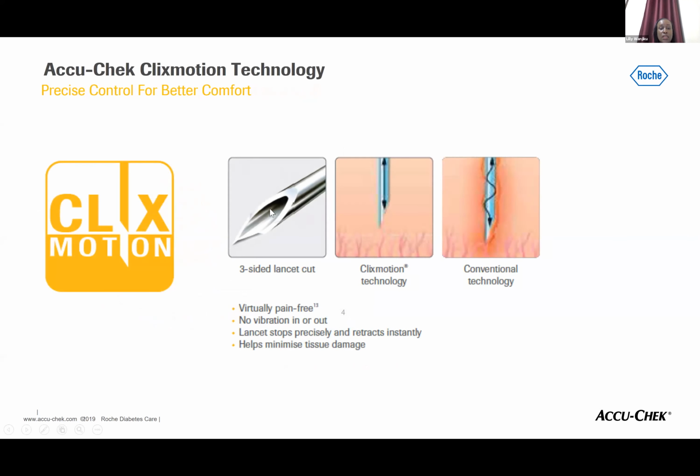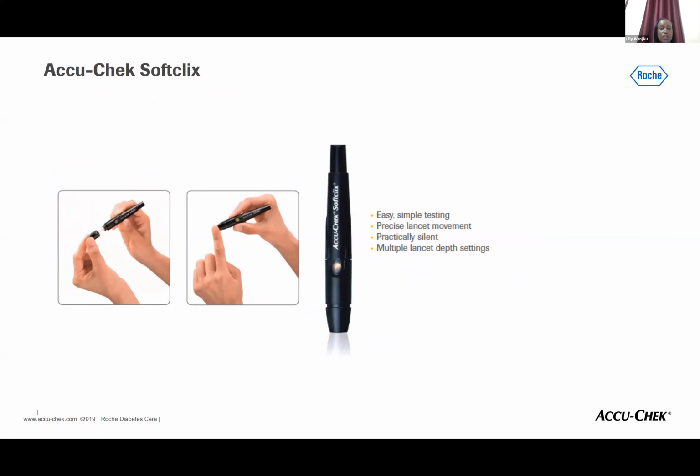What you can see here is a three-sided lancet cut, which goes in and out. Most of the other conventional technologies use the spiral method, and this causes a lot of vibration and a lot of pain to the patient. It is easy, very simple, with precise lancet movement. It's practically very silent, and you can adjust different depths depending on the patient's skin. Remember, some patients have soft skin, others have tougher skin. So depending on the skin of the patient, you can adjust different lancet depths.